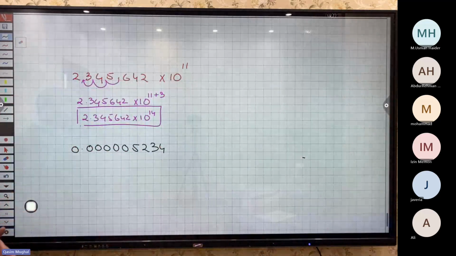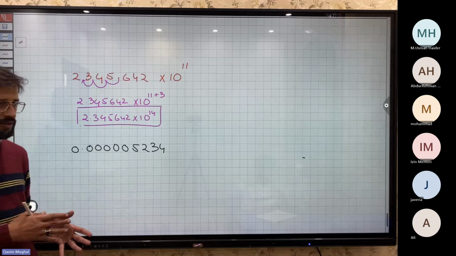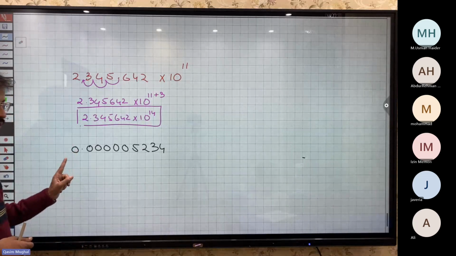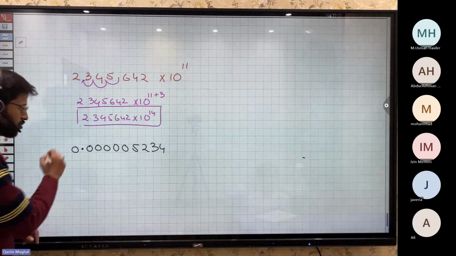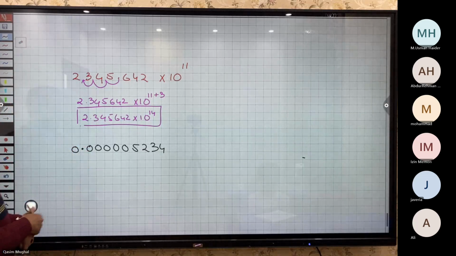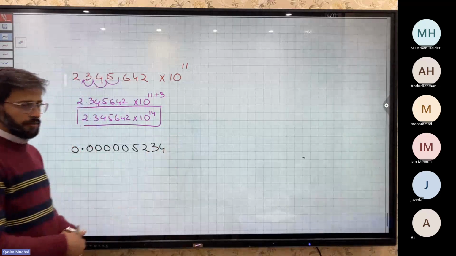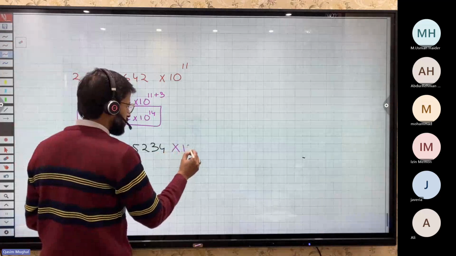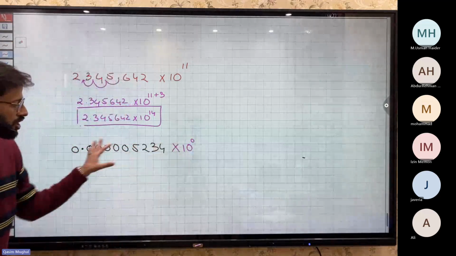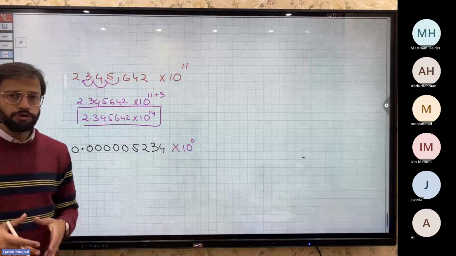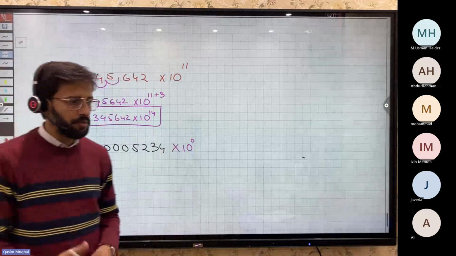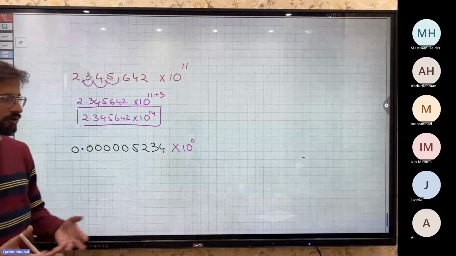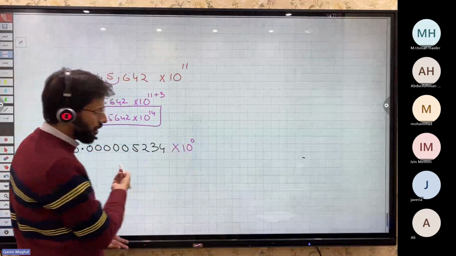Now, what was the definition of a standard form? There should be one digit to the left, and that digit should be non-zero. We have one digit, but it is zero. So that's the problem here. Another thing, do you see any power of 10 here? No. So I'm going to introduce one, which will not change the number. Whenever you do something on your own in mathematics, remember, always do it in such a way that it does not affect the number or the equation. So I'm multiplying it with 1.